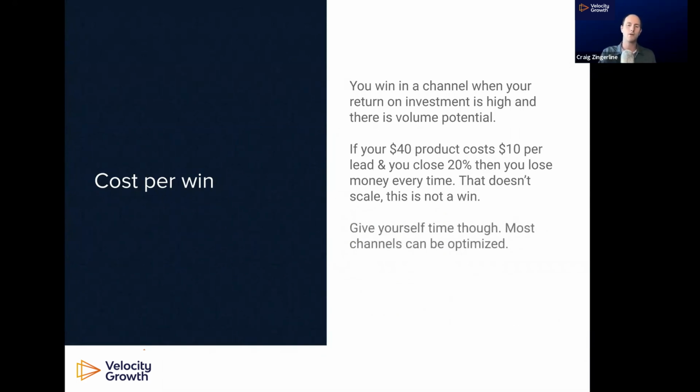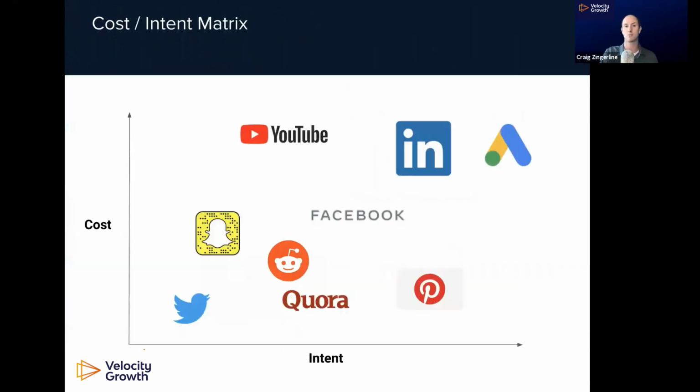That being said, you can give yourself some time here to figure it out. Most channels can be optimized. And again, not all are going to scale. So just be ready to go wide and run a lot of different channel-based experiments.